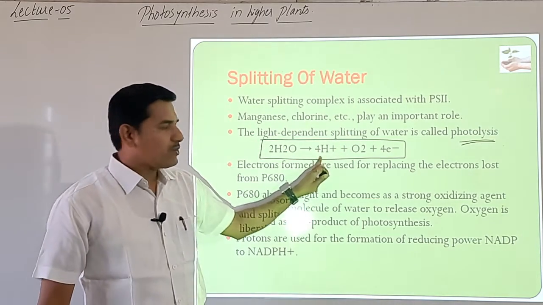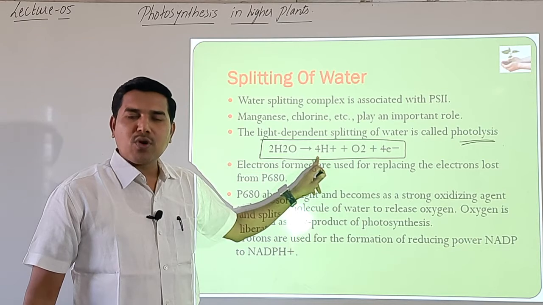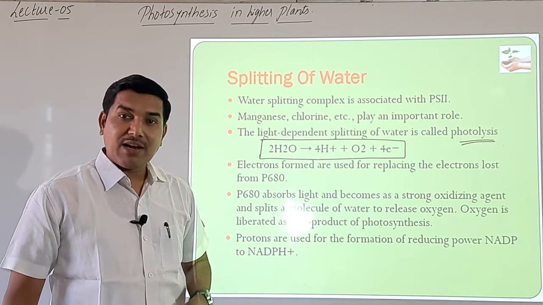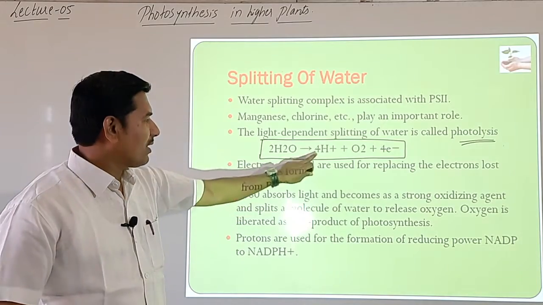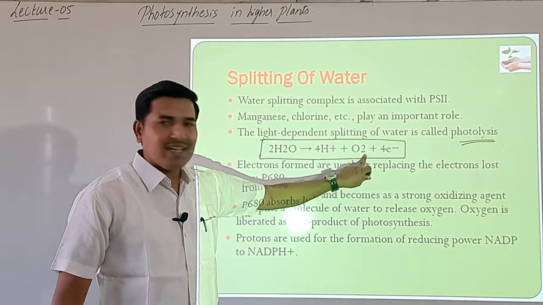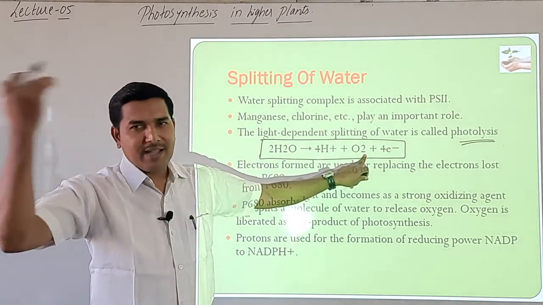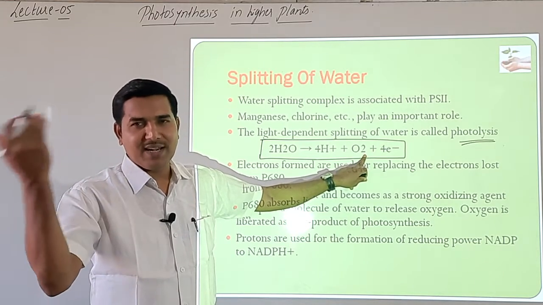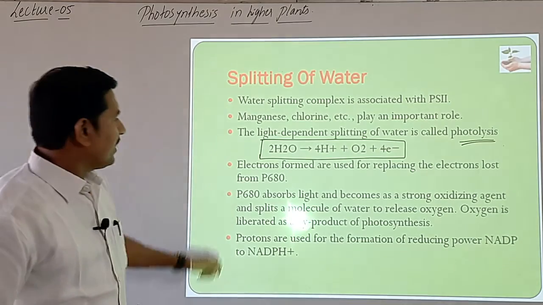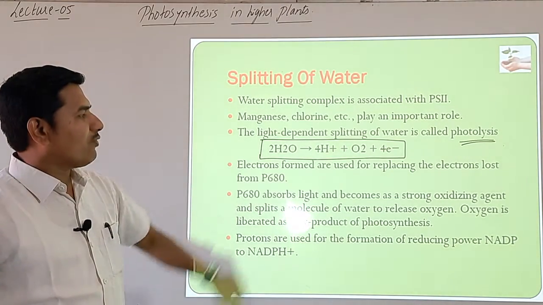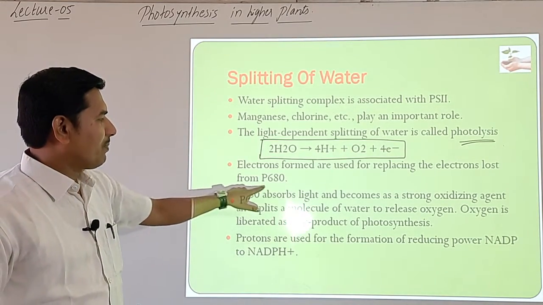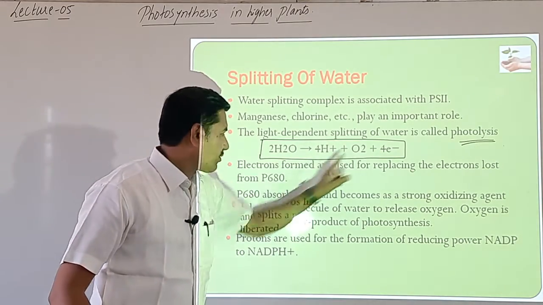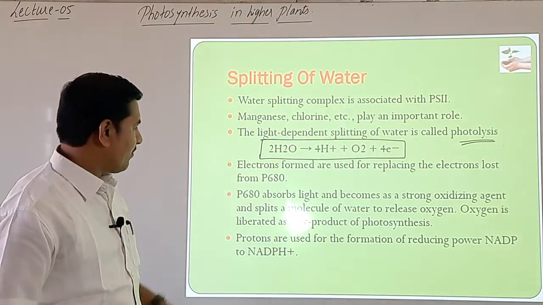Then what happens to the protons? Protons remain in the lumen of the thylakoid, inside the thylakoid. Then oxygen which is released comes out from the plant through the stomata. Then the electrons formed are used for replacing the electrons lost from P680, the reaction center 2. That statement is what comes here about where the electrons go.